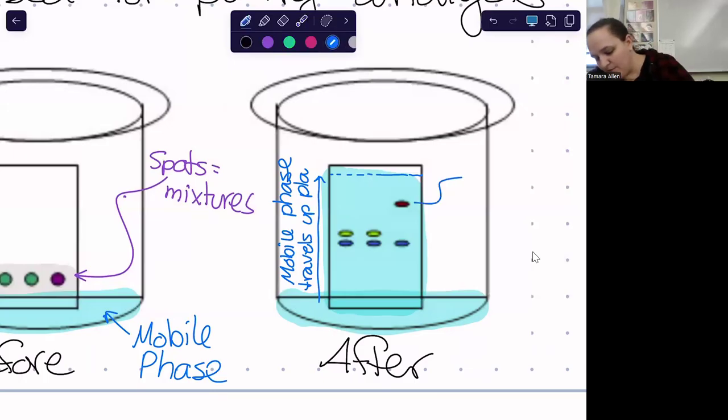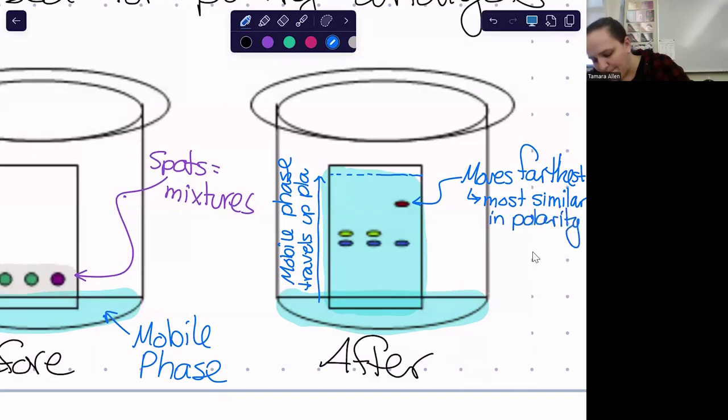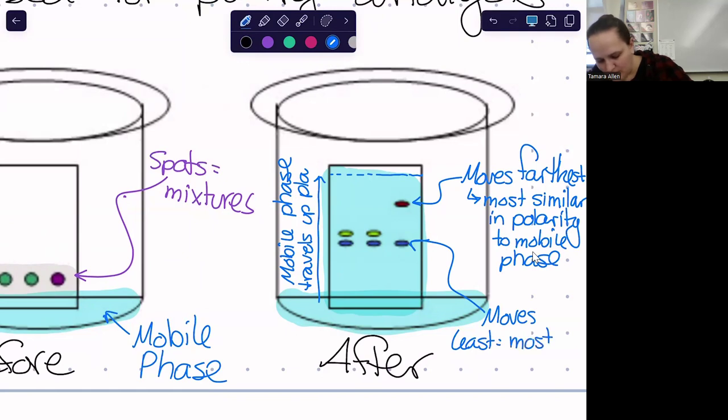The one that moves the farthest is most similar in polarity to the mobile phase. The one that moves the least far is most similar in polarity to the stationary phase.